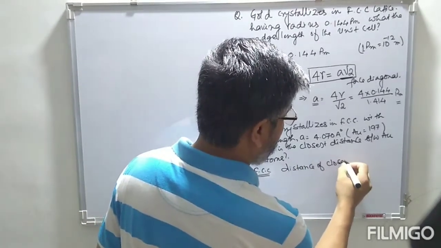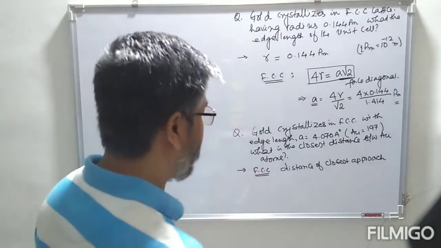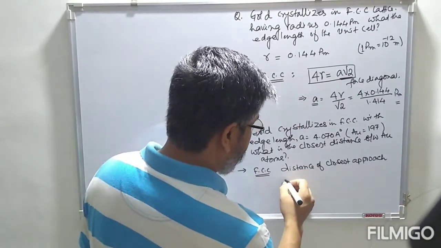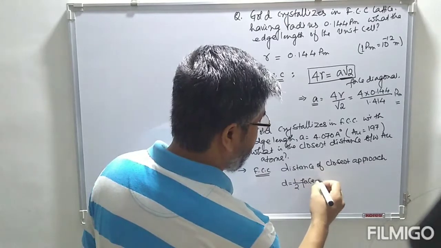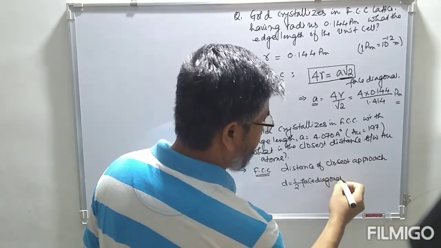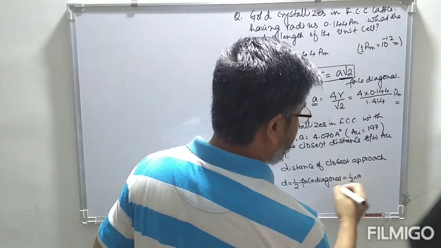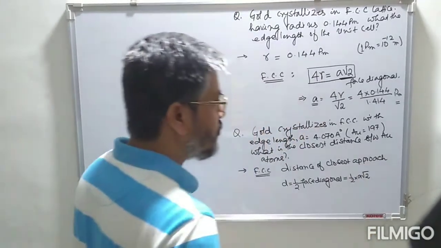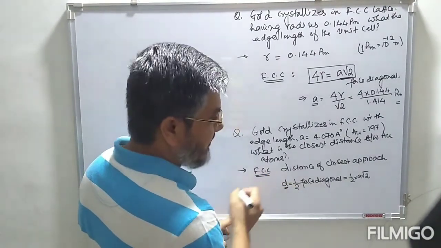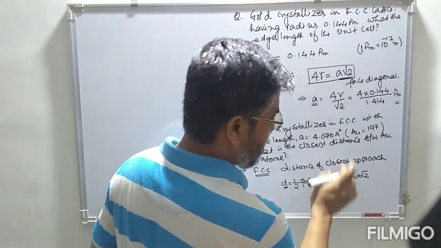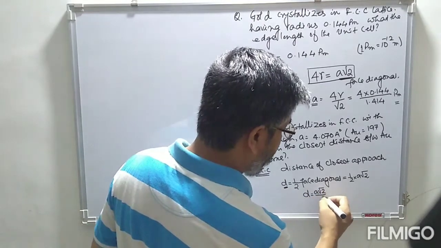Distance of closest approach, that is the closest distance between any two adjacent atoms. So this distance of closest approach, let us call it d. So d is equal to half of the face diagonal. The face diagonal is a root 2. So the closest distance between any two adjacent atoms in FCC is half of the face diagonal, that is a root 2 by 2.